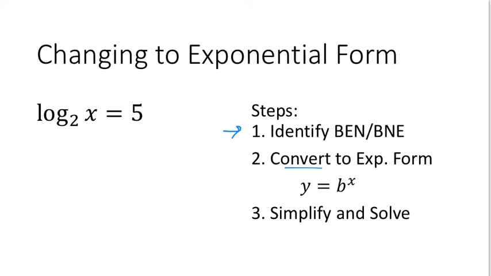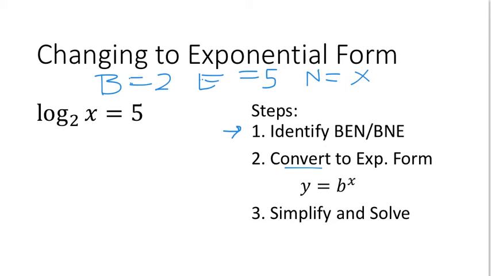In this situation, when we're looking at our log form, the base is equal to 2, the exponent is equal to 5, and our number is equal to, in this case, x. The reason that we want to convert to exponential form is because we can't use it in its current form. Without having a number, there's no way that I could plug it in my calculator and get a value. So by changing to exponential form, I'll be able to do that.